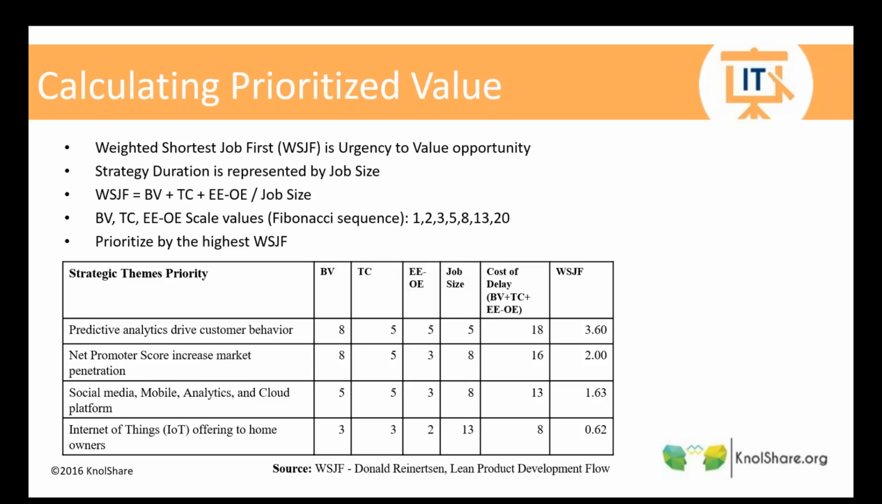And likewise, as you can see, I put things in sequence so you can look at the formulation that has been proposed by Reinerson and some of the examples that I've put out there. This will help us to prioritize the different strategic themes that we would come up with for our backlog. So look at Net Promoter Score would be second, looking at social media, mobile analytics, and cloud as third, and the Internet of Things as an offering to homeowners would be fourth. And as an organization, this is where we would become aligned in terms of here's what we're going to do for the next period of time.